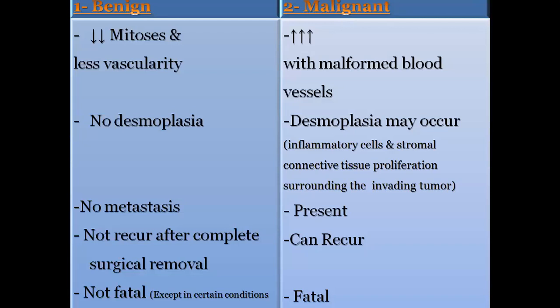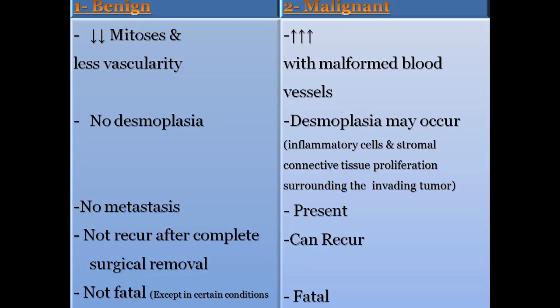So now we know that mitosis numbers in benign tumors under the microscope are less than in malignant tumors. And we know that benign tumors under the microscope have less vascularity than malignant tumors, which form angiogenesis and have malformed blood vessels. Also, under the microscope, benign tumors have near normal cells in a large number, with no background reaction between the cells, no tissue reaction.